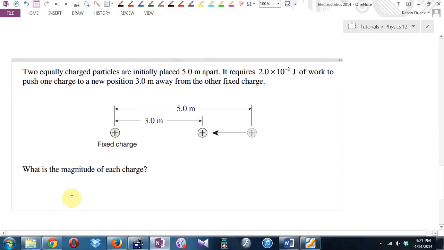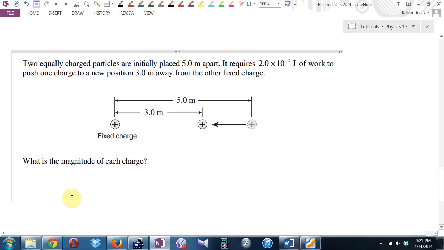Okay. Here's two charges. They're equally charged particles, initially placed 5 meters apart. It requires 2 times 10 to the negative 2 joules of work to push one charge to a new position 3 meters away from the other fixed charge. What's the magnitude of each charge?